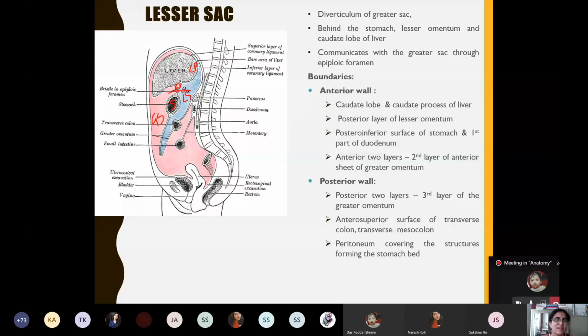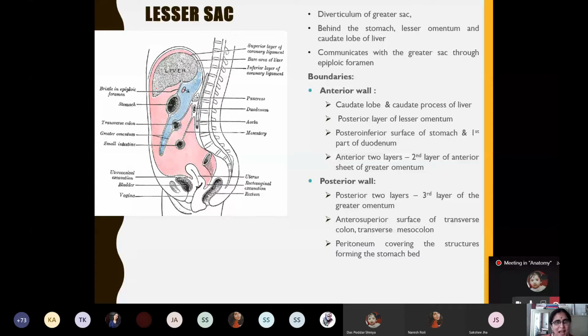Behind the right free margin of lesser omentum, what is the name of this foramina? Epiploic foramen. Clear? Now the boundaries are very important and a little tricky, so listen carefully, and if you have any queries here, please ask. Okay.